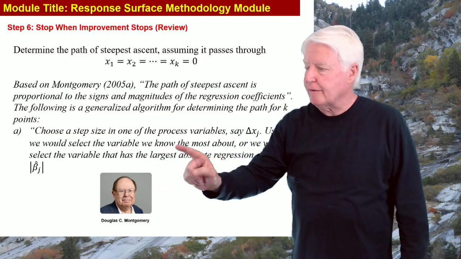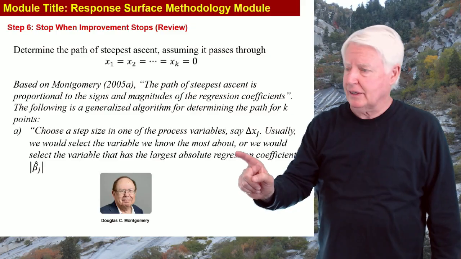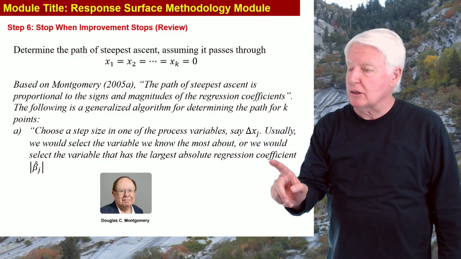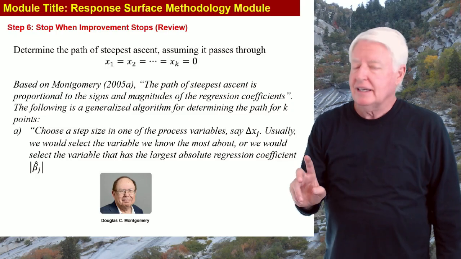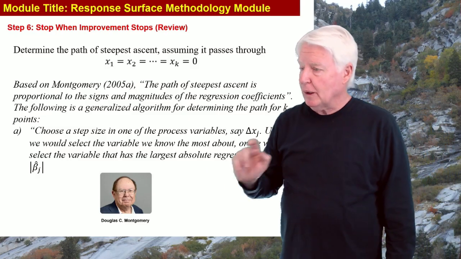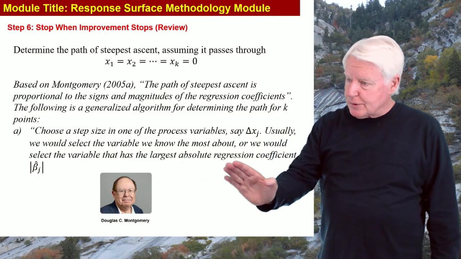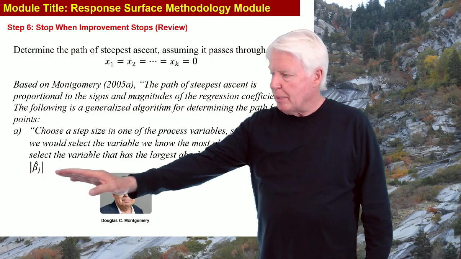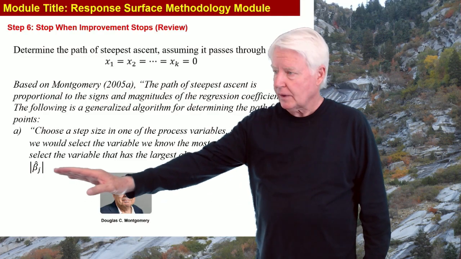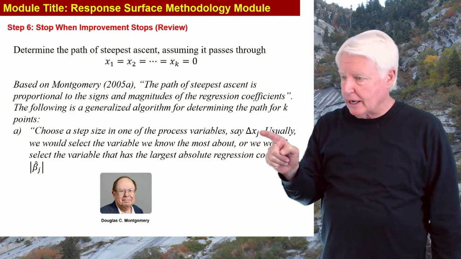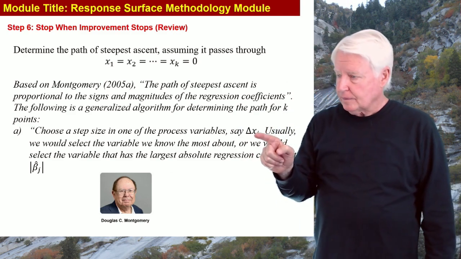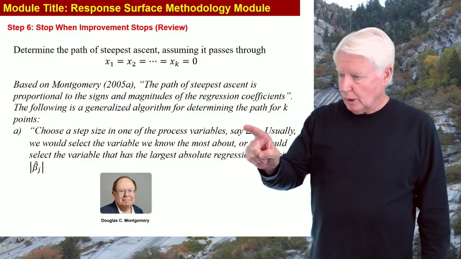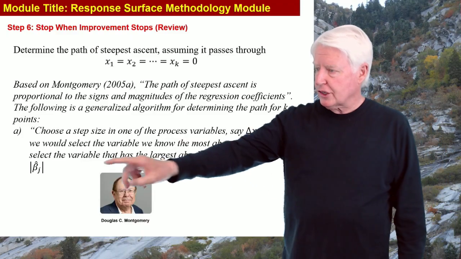Usually, we would select the variable we know the most about, or we would select the variable that has the largest absolute regression coefficient. And that's what we're going to do in our example, and we will call that largest absolute regression coefficient beta sub j. So we have change in x of j. That's how much we're going to change it, and that's the coefficient. These are both of the largest coefficient.